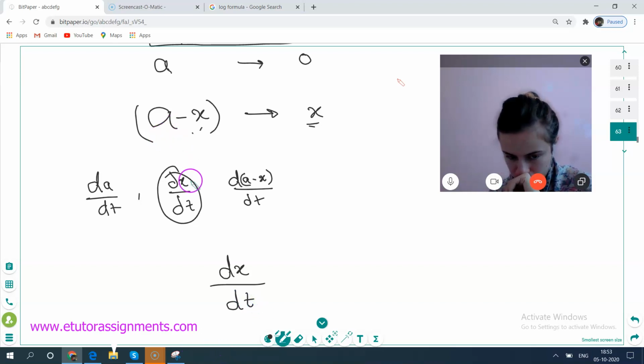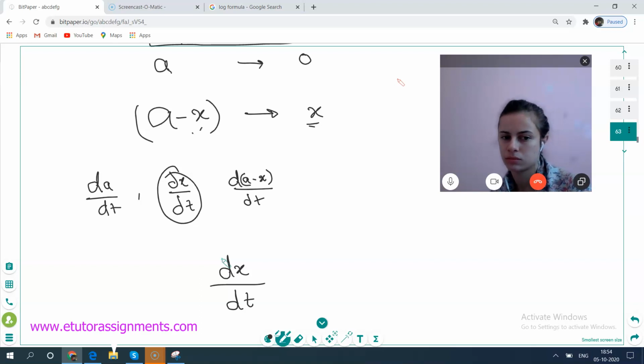Is it decreasing or increasing? Should it be minus or plus? It's dx by dt. This is increasing, so plus. The concentration of x is increasing.